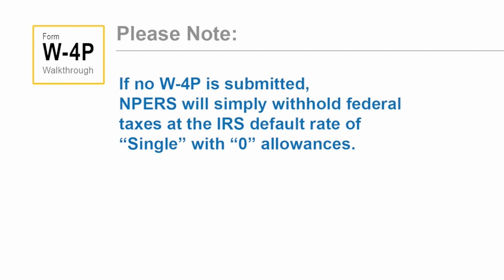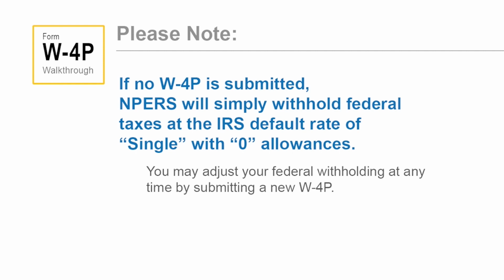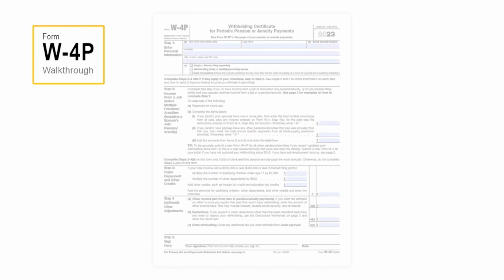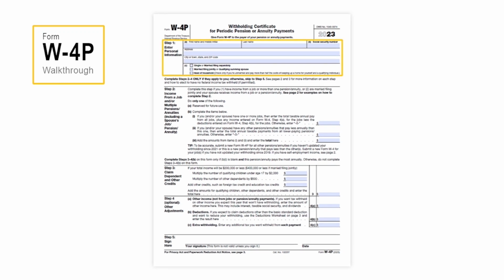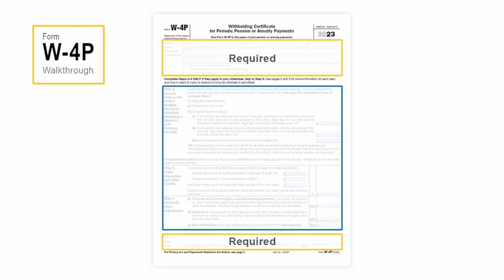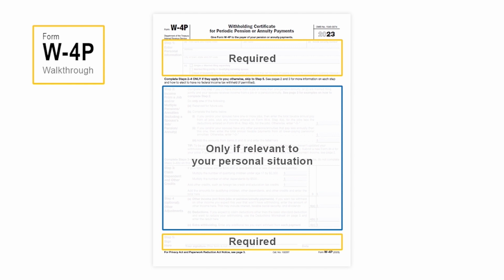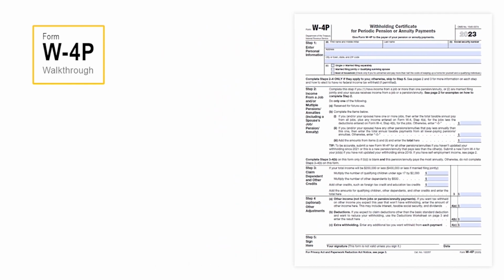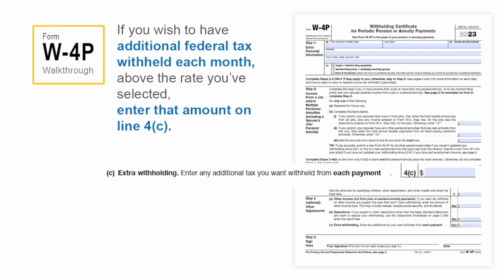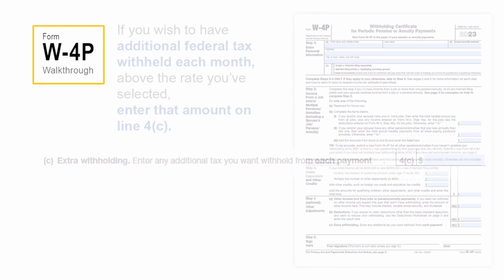You may adjust your federal withholding at any time by submitting a new W4P. If applicable, please review the instructions for the W4N if you wish to designate Nebraska state income tax or claim exemption. If you submit a W4P, you must complete Step 1 and Step 5 at a minimum. Complete Steps 2, 3, and/or 4 only if relevant to your personal situation. If you wish to have additional federal tax withheld each month on top of the rate that you've selected, enter that additional amount on line 4C.